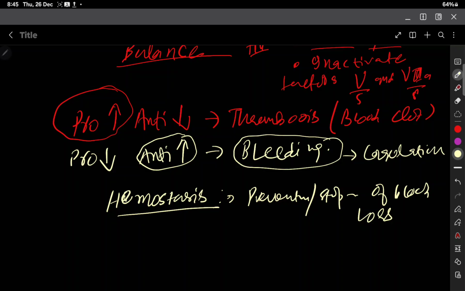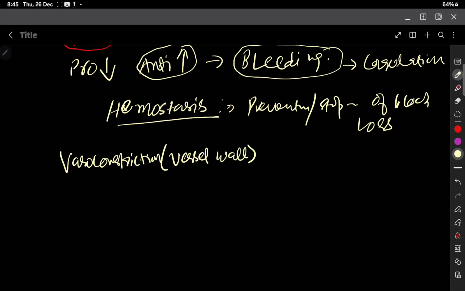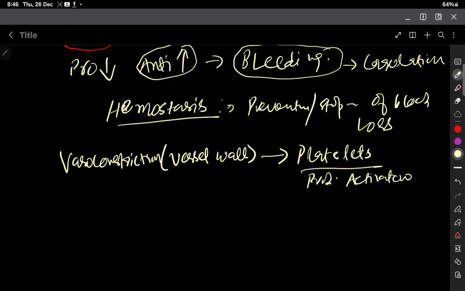So what actually happens in hemostasis? The first thing is vasoconstriction of the vessel wall. So blood vessels will constrict. Then platelets will come to the site of the injury. Production and activation of the platelets will occur, and then there will be formation of the platelet plug, which will try to stop the bleeding.